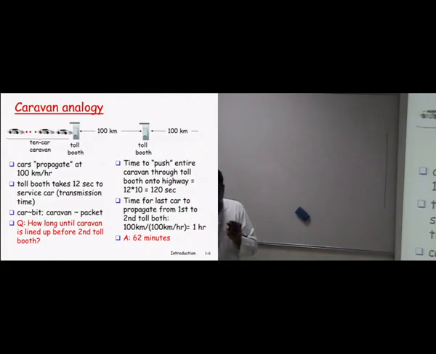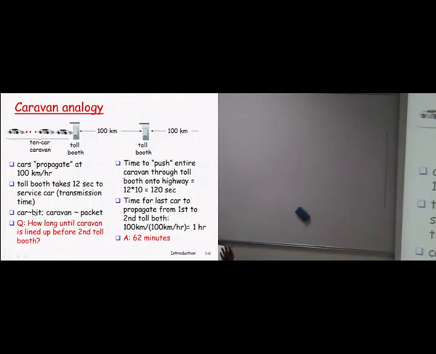Consider that a car is like a bit. So here we have 10 cars, meaning for example we have 10 bits here. A caravan is equal to a packet. So it means that if there are 10 cars in the caravan, assume that in a packet there are 10 bits, for example. Clear? This is an example.